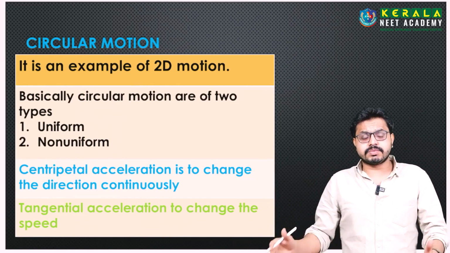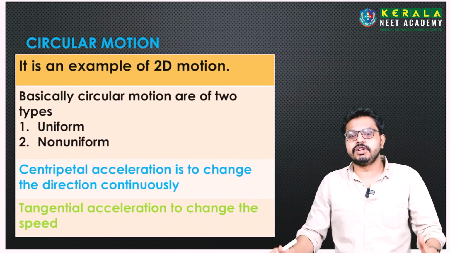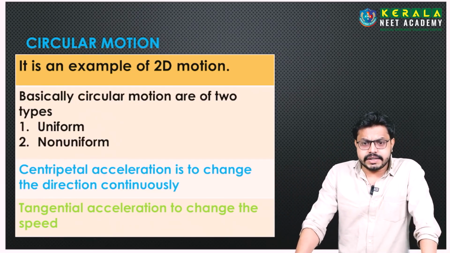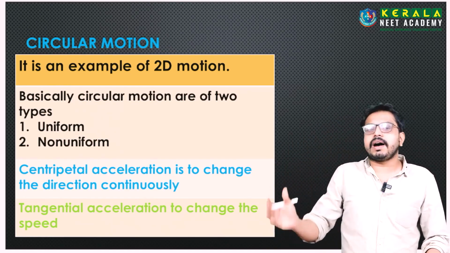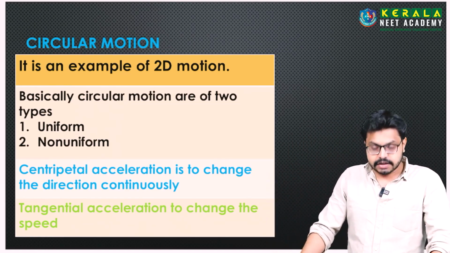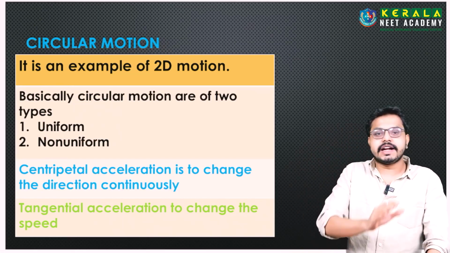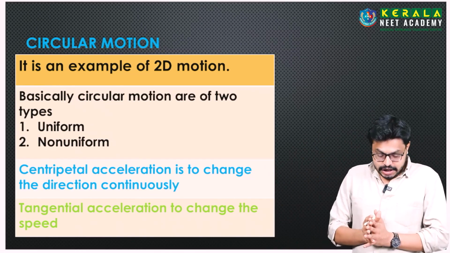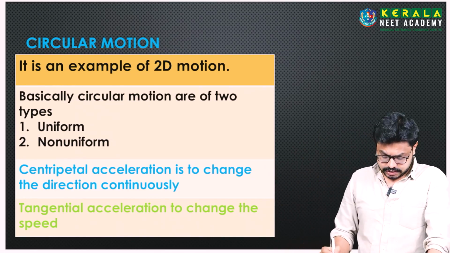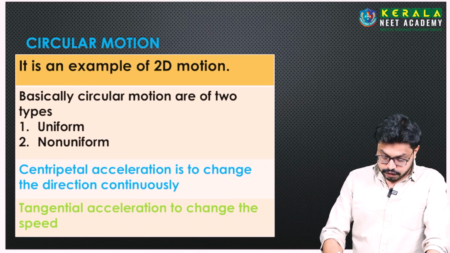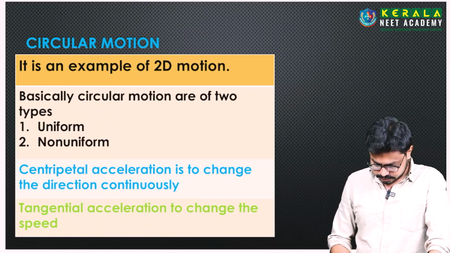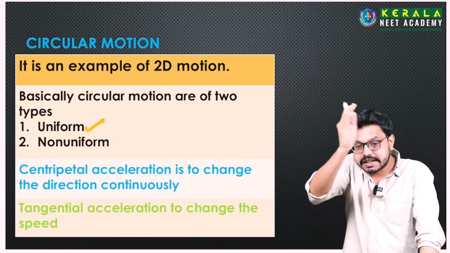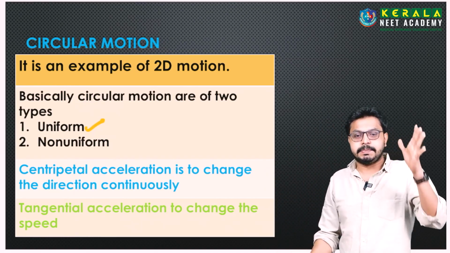What do you mean by uniform circular motion? Uniform means constant speed, right? A body or anything that is moving along a circular path is known as circular motion. So what is uniform circular motion? Uniform circular motion means the body is circulating with constant speed.